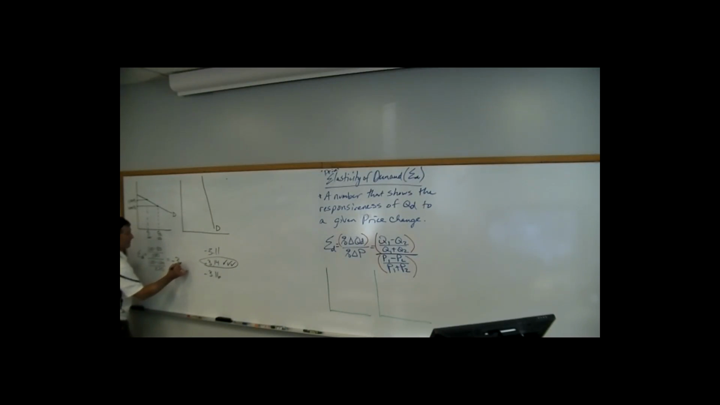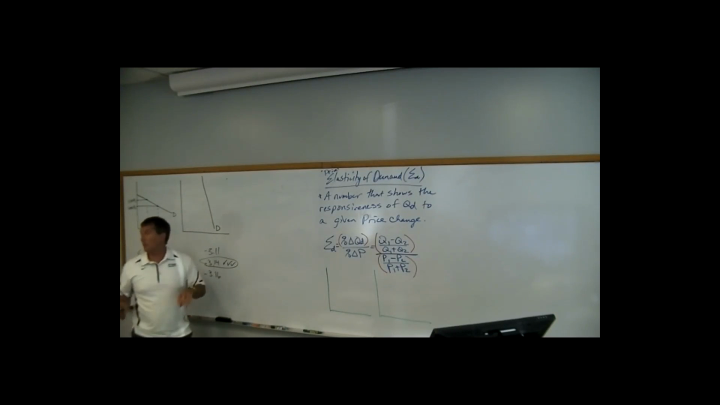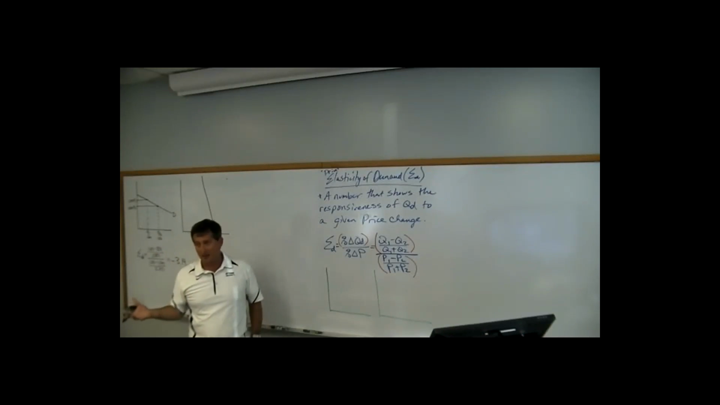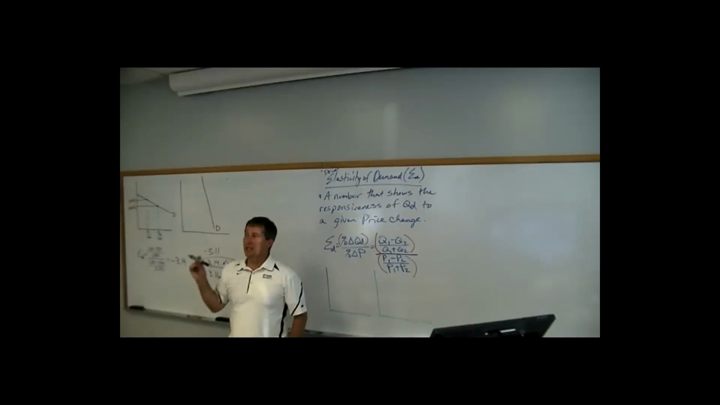Now, why is it negative? Because there's a negative in the numerator, right? What if we would have gone the other direction? If this would have been Q2 minus Q1. This one would have been P1 and that one would have been P2. Would it have then been positive? No, it'll be negative. So what's the real reason it's negative? The difference in demand.